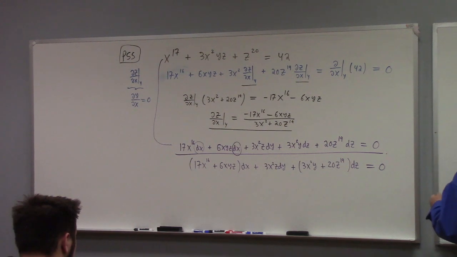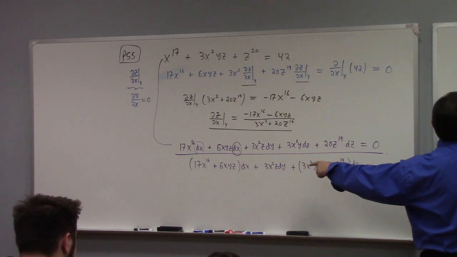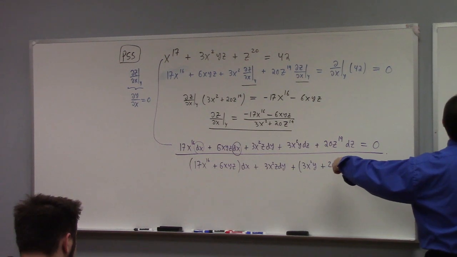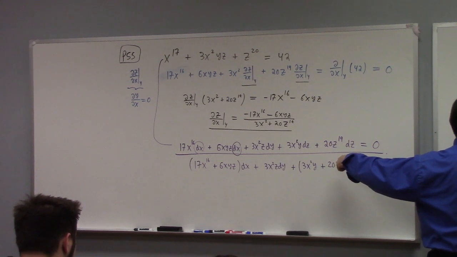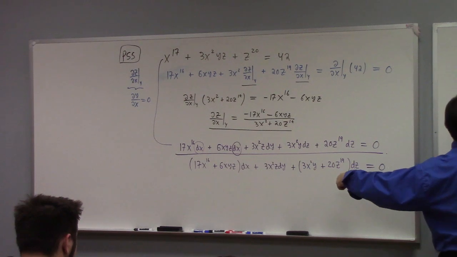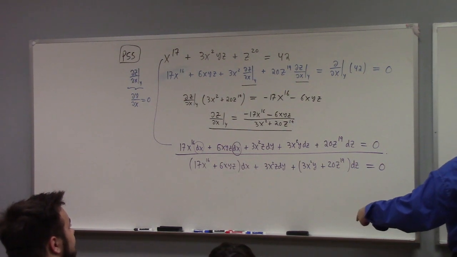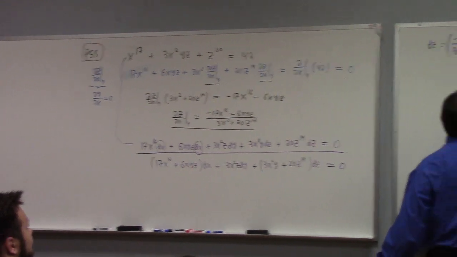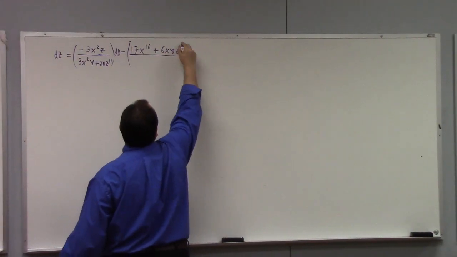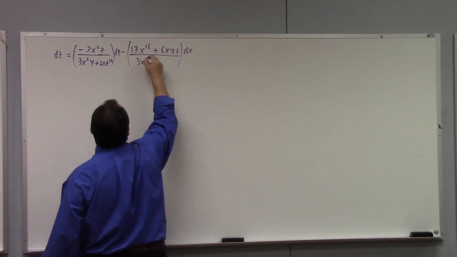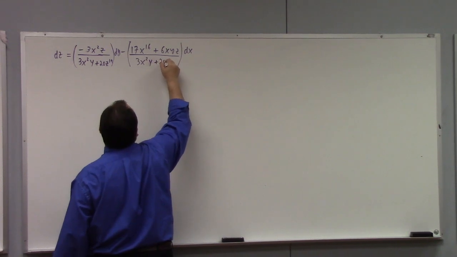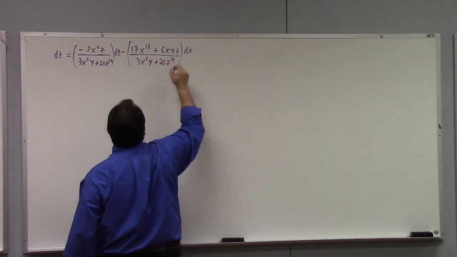All that mess is divided by what? Well, let me try it. Divided by, the first term is divided by the coefficient of dz, which was 3x squared y plus 20 z to the 19. So that gets all multiplied by my dy. And then I've got this same denominator.